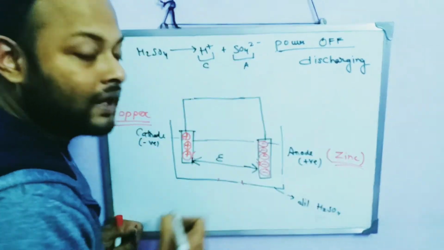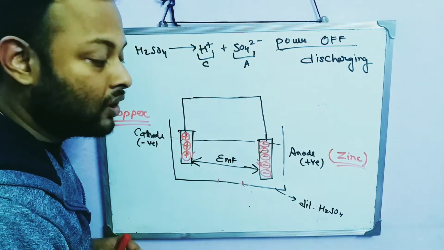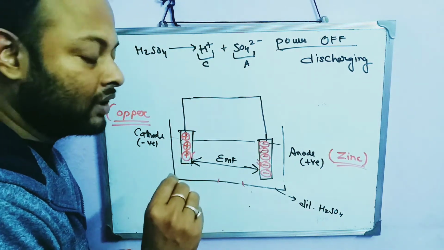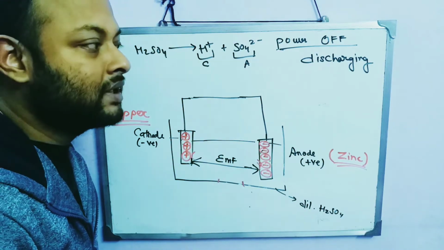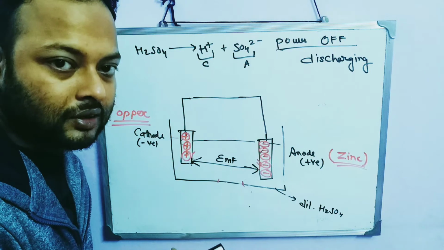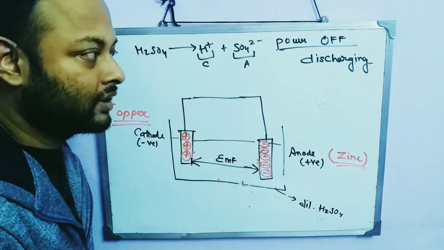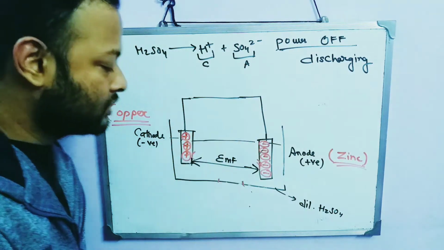That is called as EMF. This potential difference is called as EMF. Now, let me make one thing very clear. EMF means electromotive force, but it is not any kind of a force. It is a potential difference, right? EMF is a potential difference. EMF is not a force.